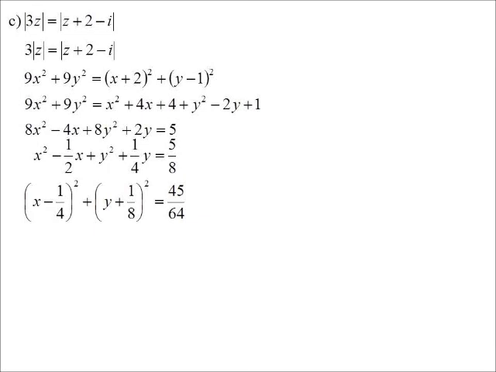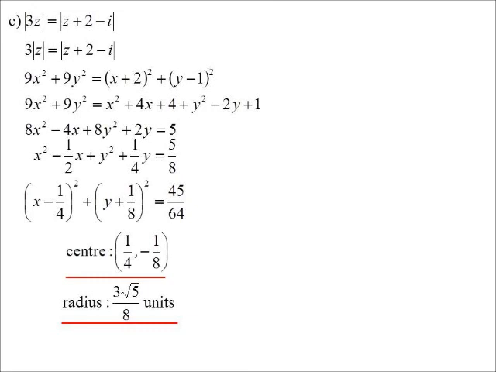But at least now we can tell what the centre is and what the radius is. So centre (1/4, -1/8). Radius would be 3 root 5 over 8. Okay. So if ever you're unsure, it doesn't look familiar, go back to x plus iy, have a look at what the Cartesian equation is, and then hopefully you'll recognise the shape.